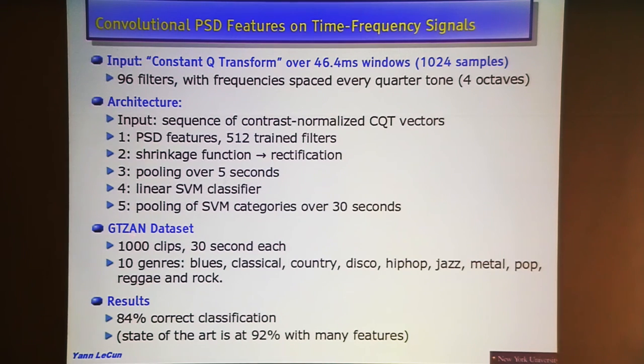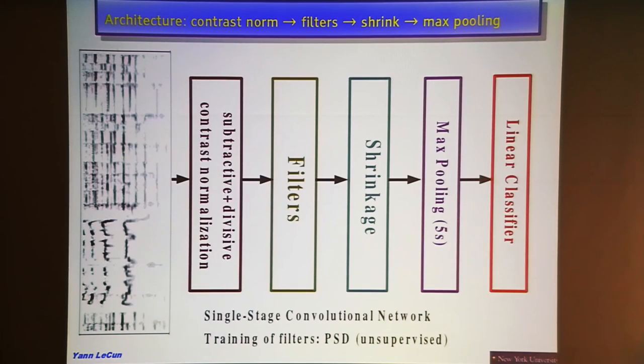This is using the GTZAN data set, which is sort of the MNIST of music information retrieval, if you want. It's a little on the way out, kind of like Caltech 101 for vision, but it's still the thing people use. You have 10 music genres: blues, classical, country, disco, hip-hop, jazz, metal, pop, reggae and rock. The difference between some jazz and some blues and some pop and some rock is kind of difficult. In fact, humans don't do very well on this data set. And so that's the architecture.